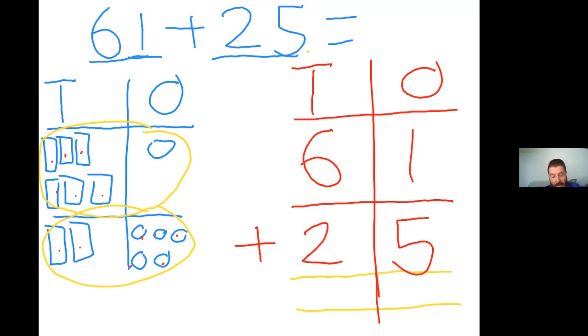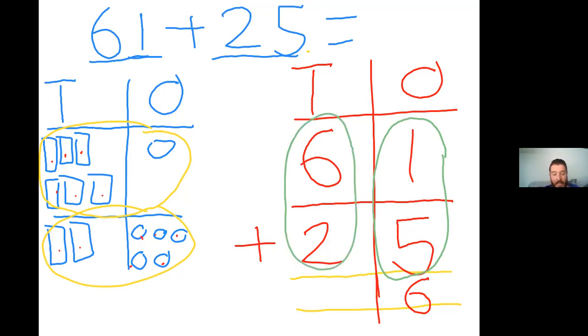We've got 1, add 5. Well, put 5 in my head. I'm going to start with the biggest number and count on: 1, 5, 6. So I've got 6 ones. Then I'm going to count my tens, add my tens together. So I've got 6 tens and 2 tens. So 6 add 2 is 8. So I've got 8 tens.